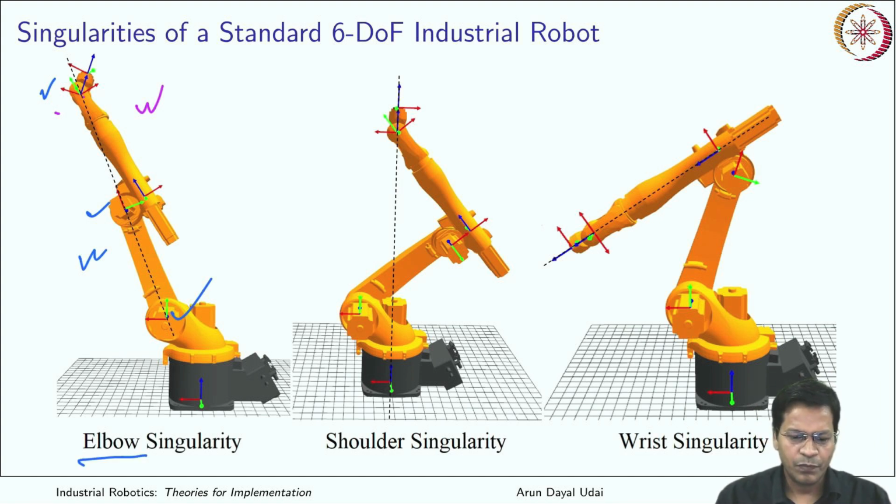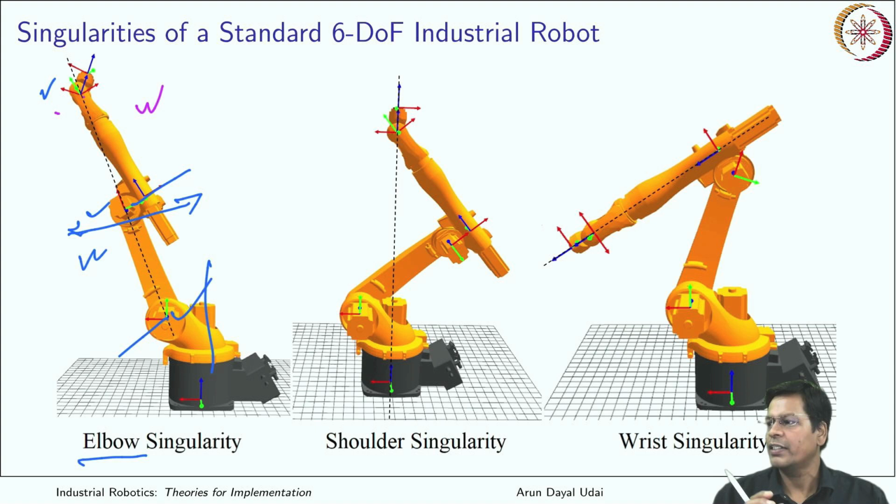This is your base joint, this is your shoulder joint, this is your elbow joint. So it is the elbow that can oscillate. Still it can, but this will be almost like no motion at all. That is a very dangerous situation which can happen. So this is your elbow singularity.